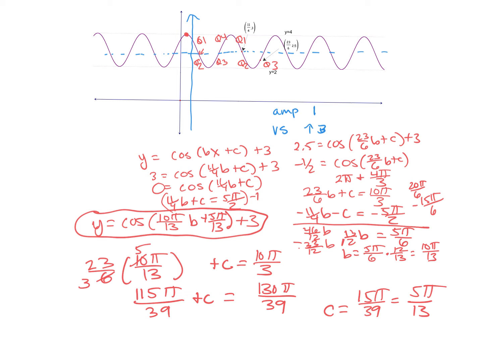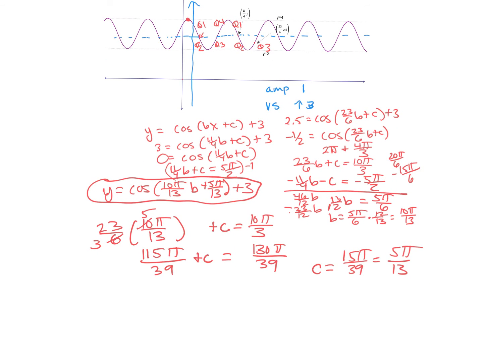And now to find the sine, you don't have to go back and do systems of equations. You instead could just say, okay, everything's the same except the relationship between sine and cosine is that cofunction relationship. So sine of pi over 2 minus 10 pi over 13. Oh gosh, I put b in there. Sorry, that should be x. I don't know why it's not erasing. That's not b, that's x. x plus 5 pi over 13 plus 3.